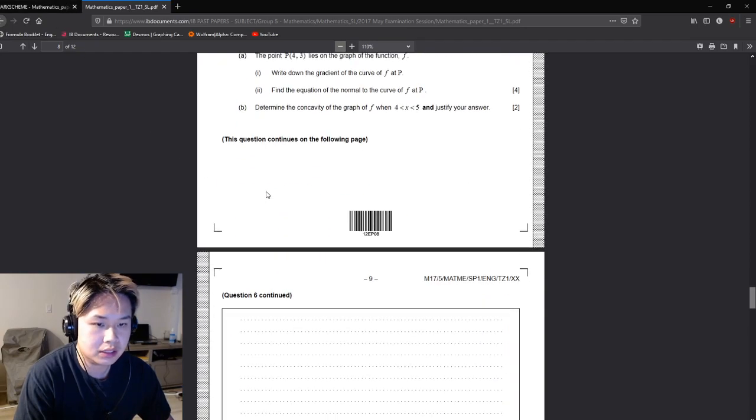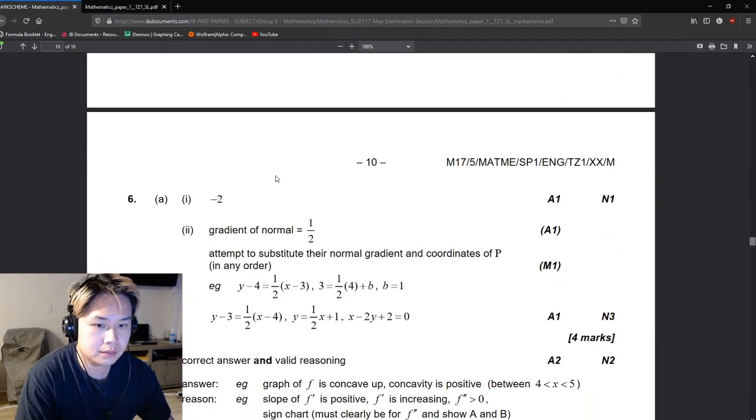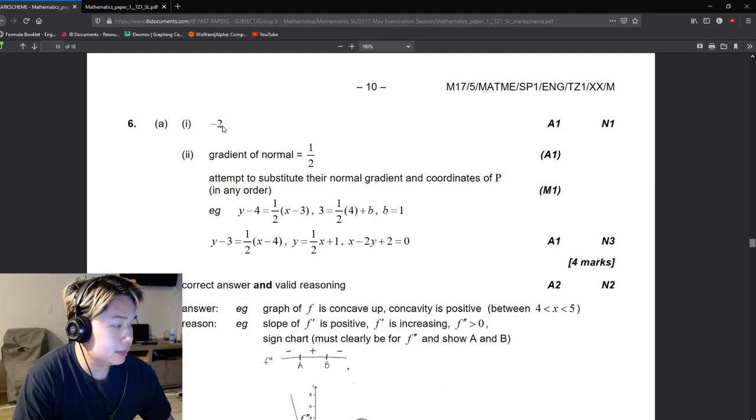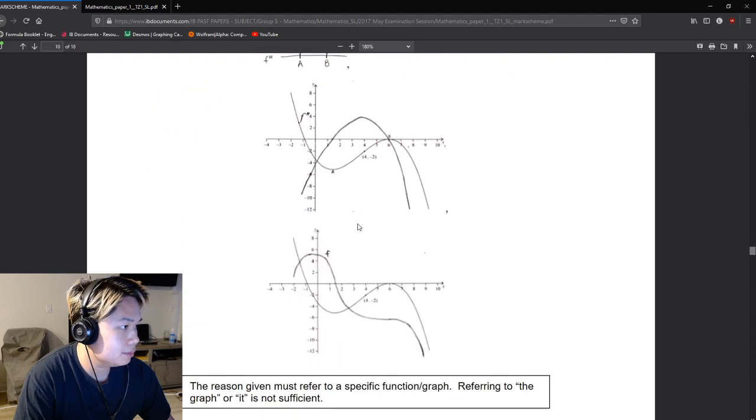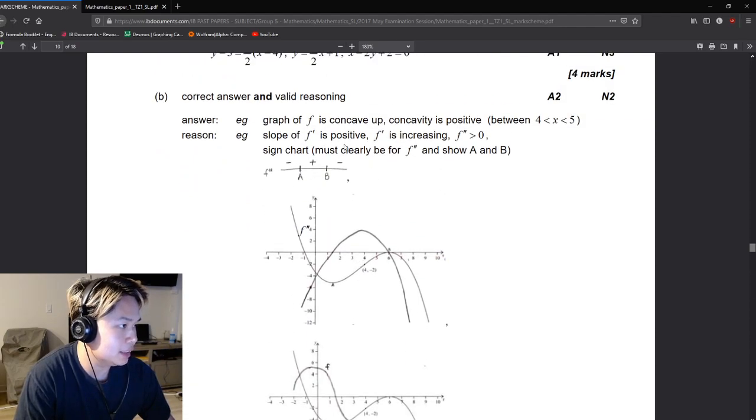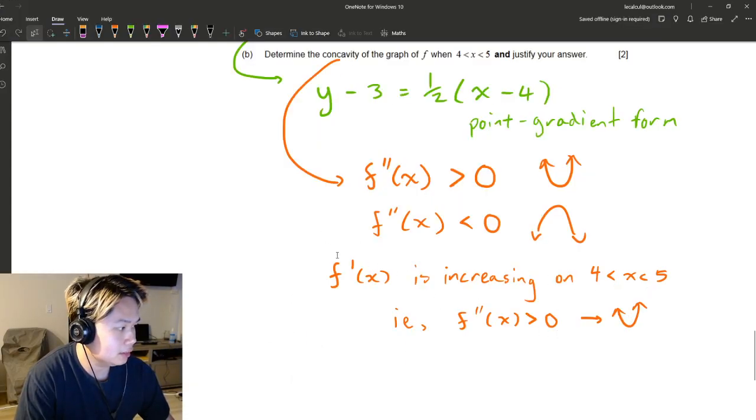So check my answers now. Okay, so -2, yep. Gradient normal, 1/2. Oh yeah, so you see it's right here. They have it in the point gradient form, so it's an acceptable answer. And then correct answer with reasoning, graph is concave up. Sure, whatever. You just need to explain your reasoning. And this is valid reasoning.